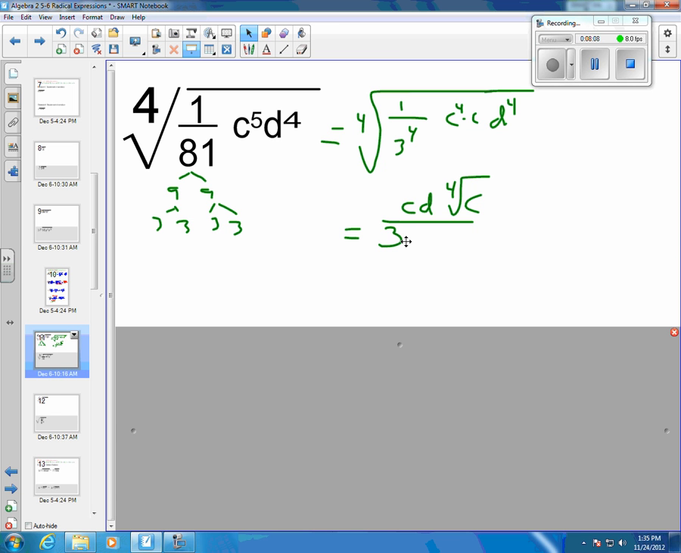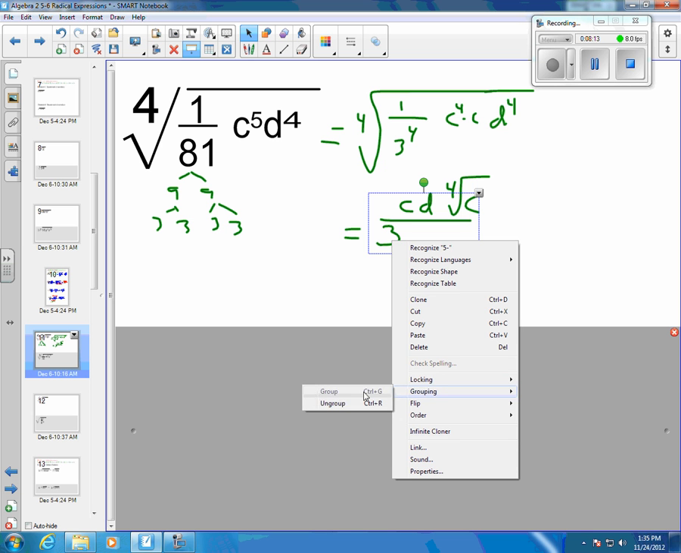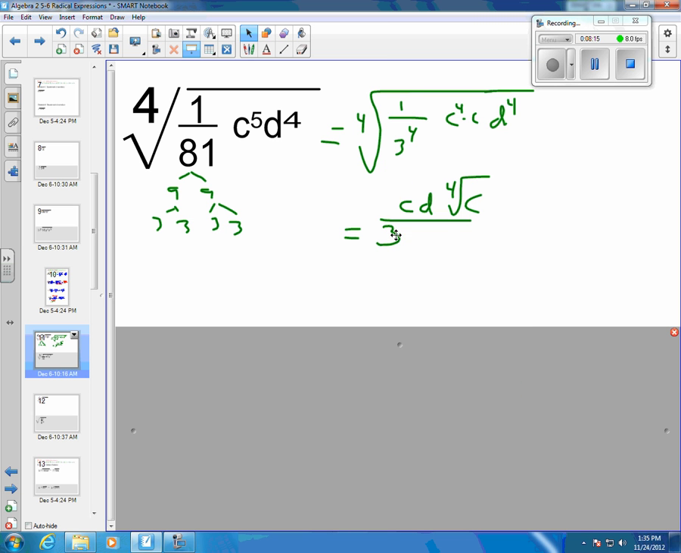I don't know, can I move my 3 here? Nope, my 3 is attached to my C. I can ungroup it. And then move my 3. So that neatens up my final answer.